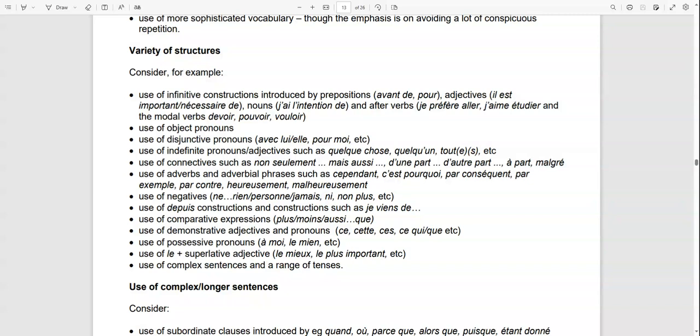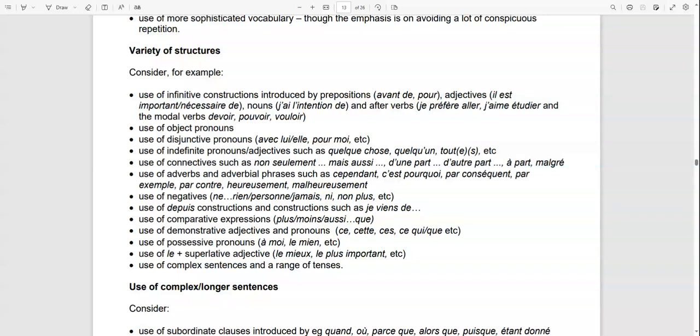Okay, use of negatives. Things like nothing, like there is nothing, il n'y a rien, or personne, nobody, jamais, never. And you can use those like as a subject, personne, jamais, jamais j'irai là-bas, I would never go there. Or you can use it with ne in front. Je n'irai jamais là-bas.